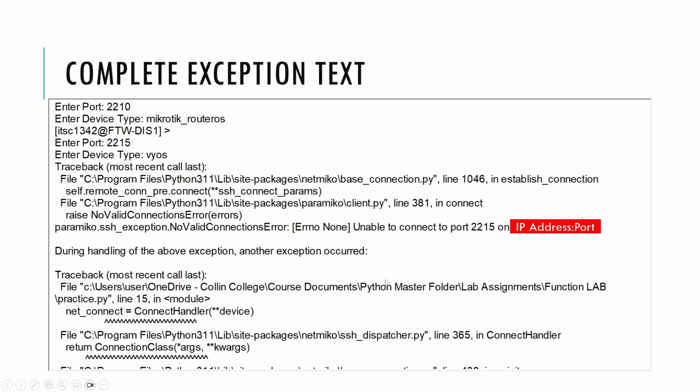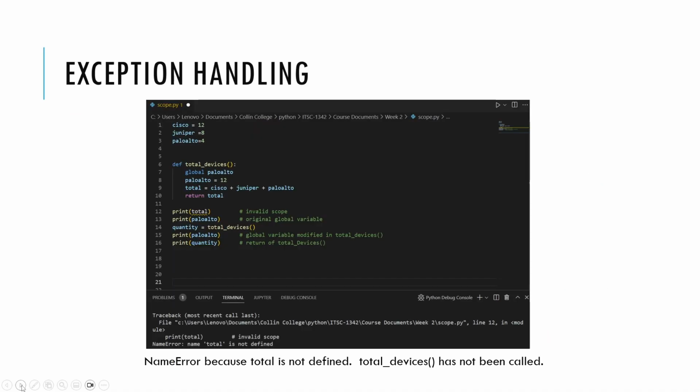And the complete exception text is going to be huge. There's a lot of stuff in here, so you'll have to sift through it to find what your exception is. Well, let's take a look at exception handling, and then we'll move on to how to read the full text.